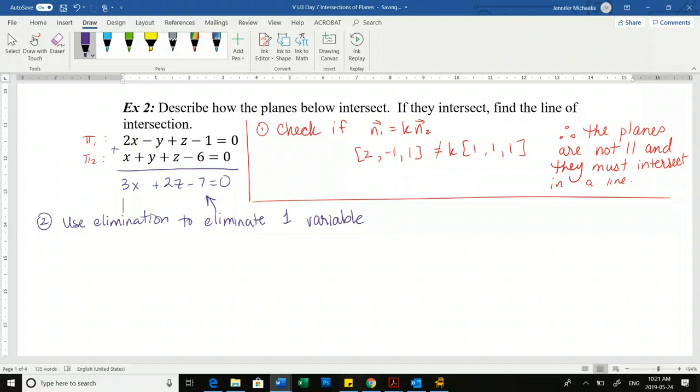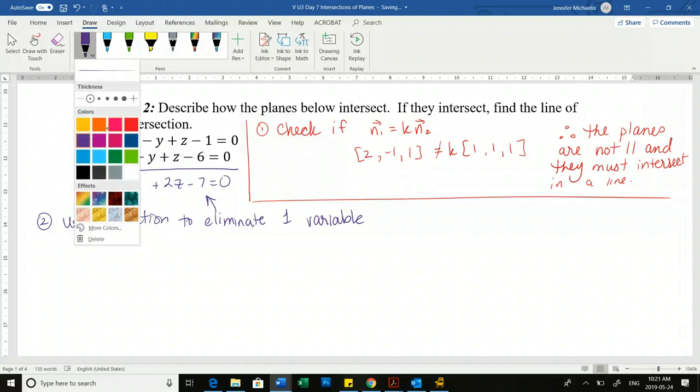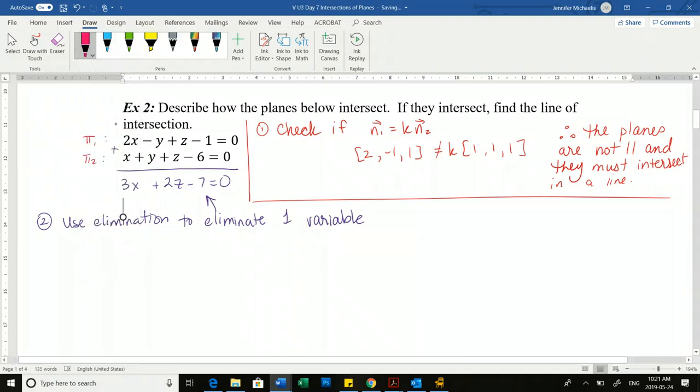Okay, so that's your second step. And then, because we have 2 equations and 3 unknowns, there's no way that we're actually going to be able to solve for an x, y, and z. This should make sense because if I solve for an x, y, and z, I'm saying that these planes intersect at a particular point. So it won't be possible for me to solve for x, y, and z.